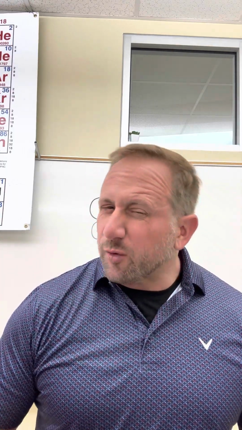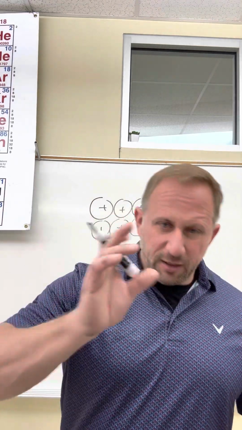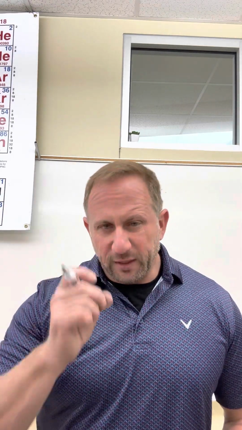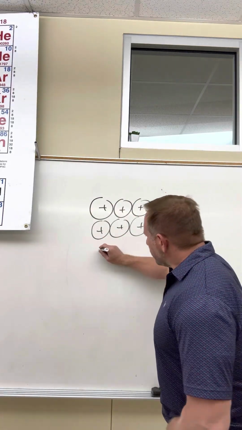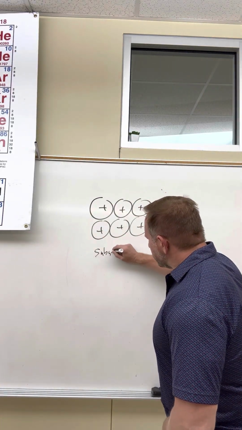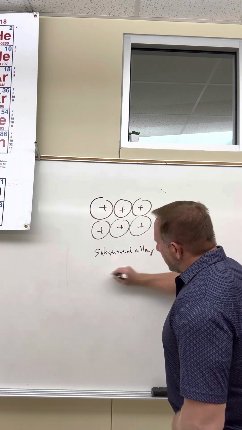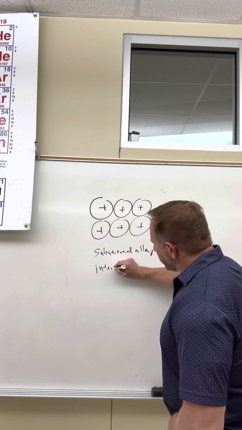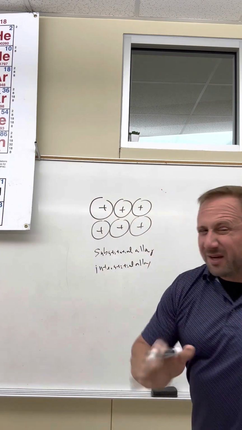Well, what we can do is we can make an alloy. If you remember in class, we made gold pennies, silver pennies, etc. There are two types of alloys: a substitutional alloy and an interstitial alloy. Not really a big deal.